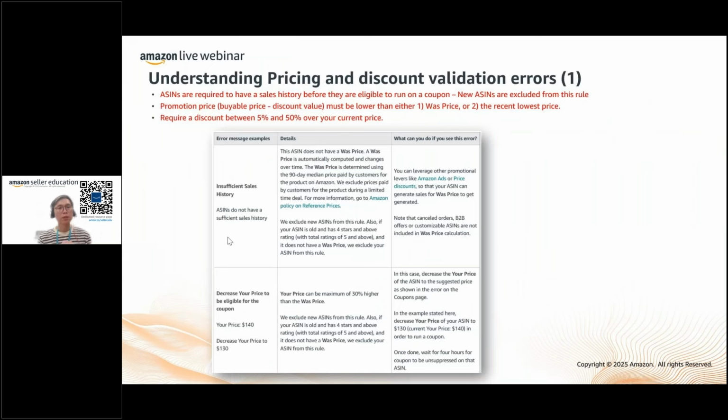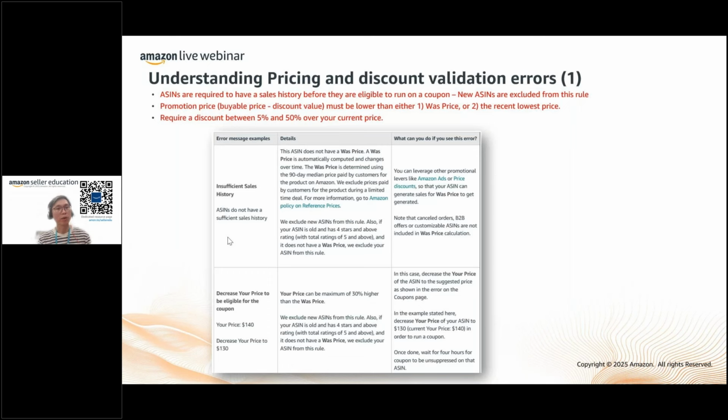Typically, if your product is new, it needs to have a sales history before it is eligible to run a coupon. However, newly launched products are excluded from this rule. If your product is new, you can run coupons during the first, if I'm not wrong, 90 days. If not, then your product needs to have a sales history before it's allowed to run any coupons.